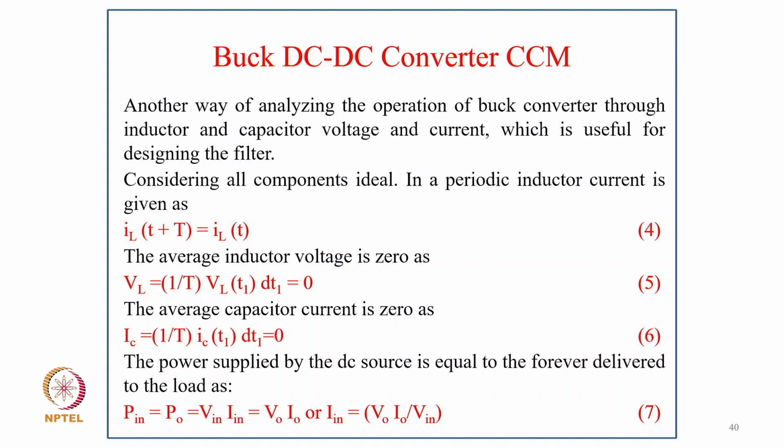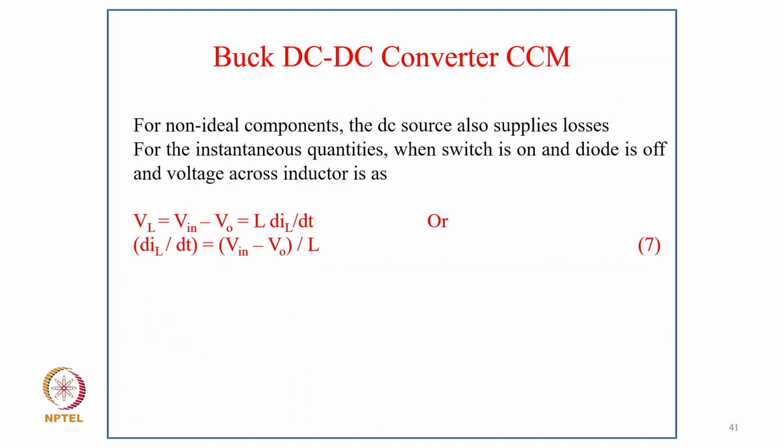So the power supplied by the DC source is equal to the power delivered to the load. So P in equals P out equals Vin Iin equals VO IO, or Iin equals VO IO upon Vin.